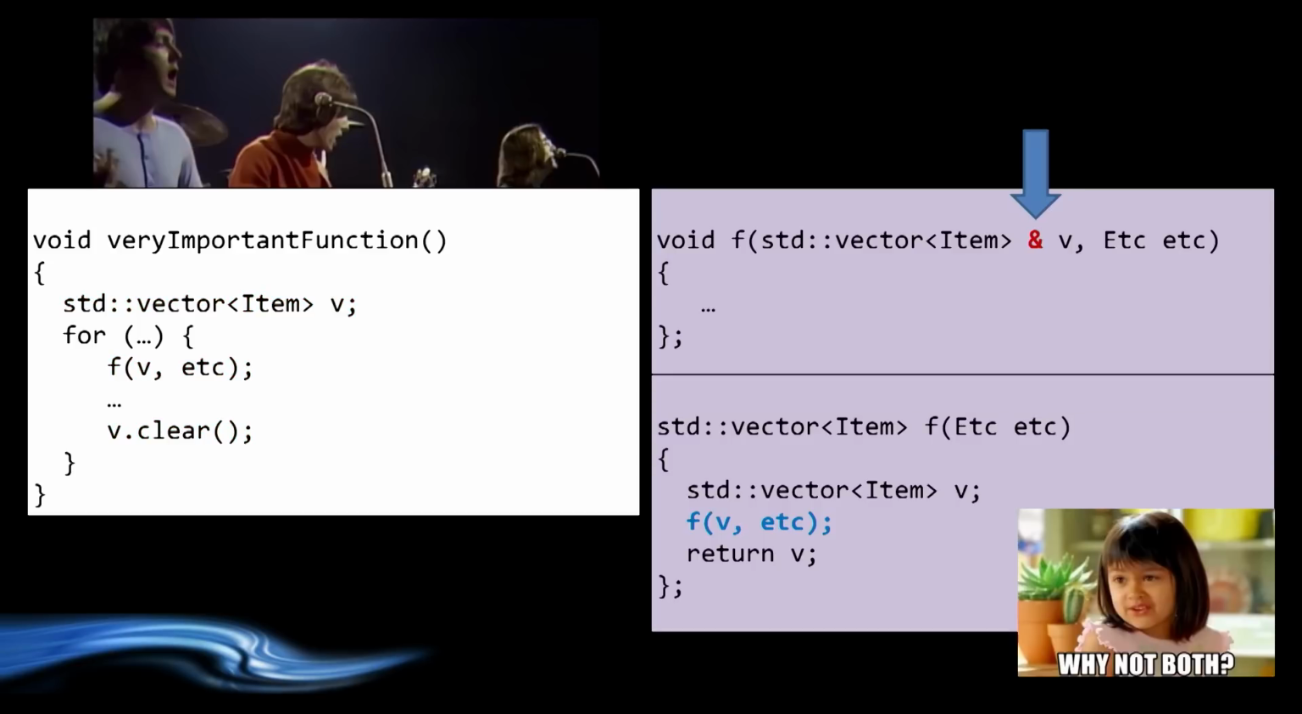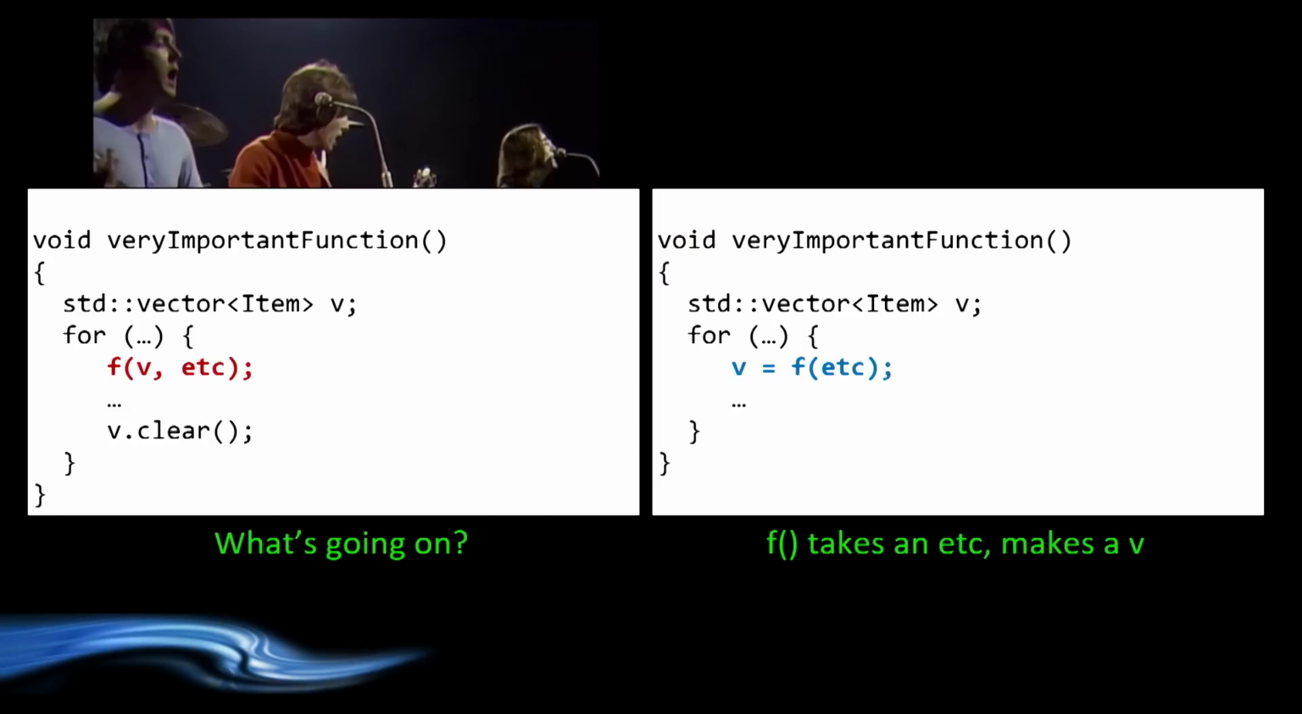But why not both? Let's give the bottom function for the average case, the nice and easy case, and the top function for when you need performance. It's not hard to write both. One just calls the other one. Nothing to it.